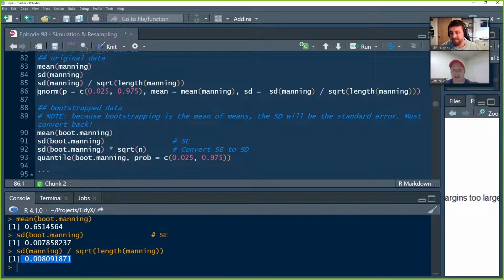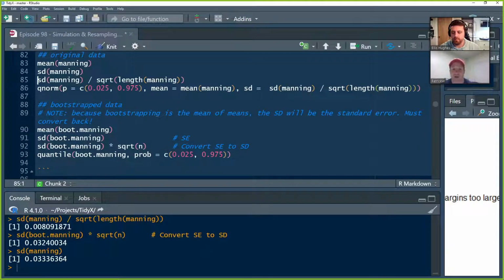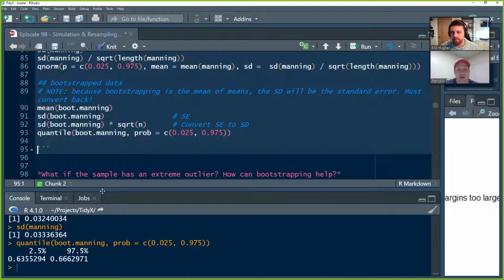If I want to get this back to the standard deviation, I need to do a little bit of algebra. So remember, standard error equals standard deviation divided by square root n. So if I multiply both sides by square root n, I now get standard deviation is going to equal standard error multiplied by square root n. And so now we're pretty close again to what we observed above.